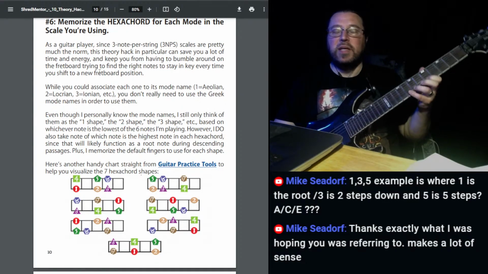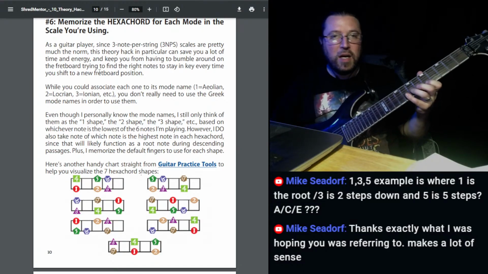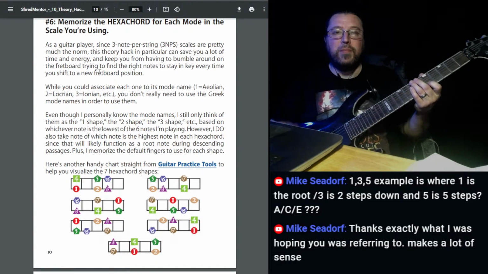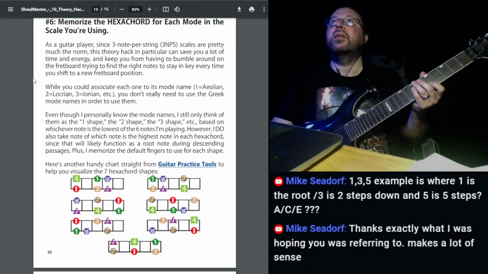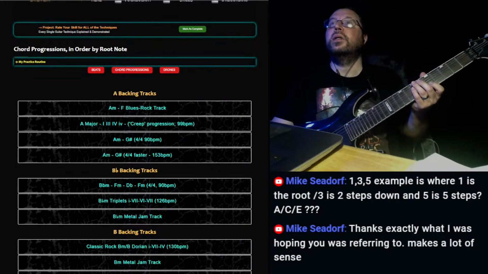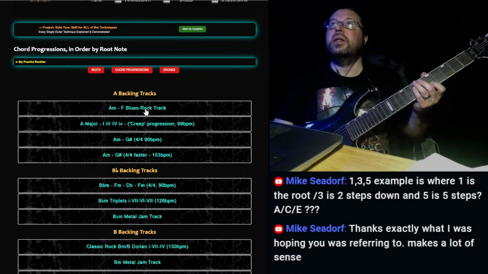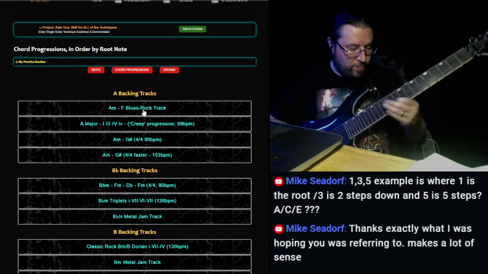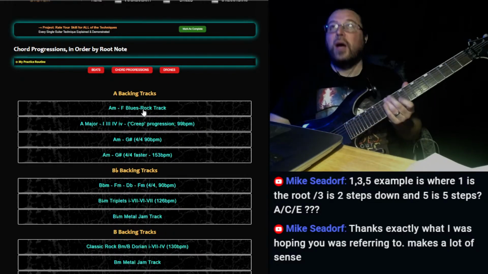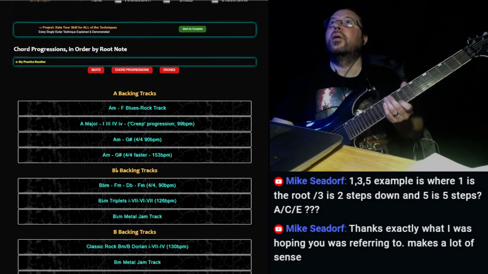I gravitate to E minor as my personal default key. I think in it, probably because of Iron Maiden and being the reason I started playing. But let's use that same exact thing. I'm gonna hit play and then go back to the thing.